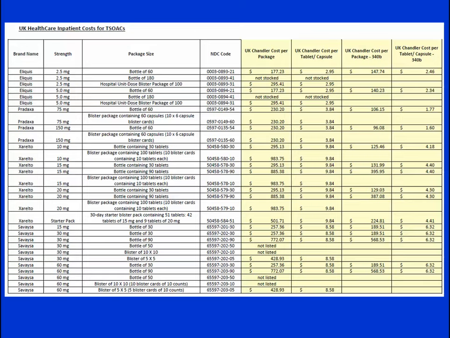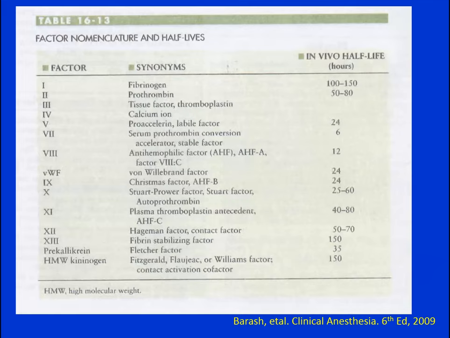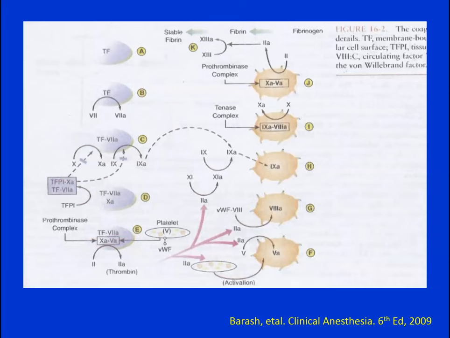Obviously, to understand these drugs and their effects, you must understand normal coagulation. This is not the major point of this podcast, but I've reviewed them on the next few slides. These, of course, are the normal coagulation factors, and this slide indicates their in vivo half-life. This shows the classic intrinsic and extrinsic pathways, and this is another diagram showing these pathways.